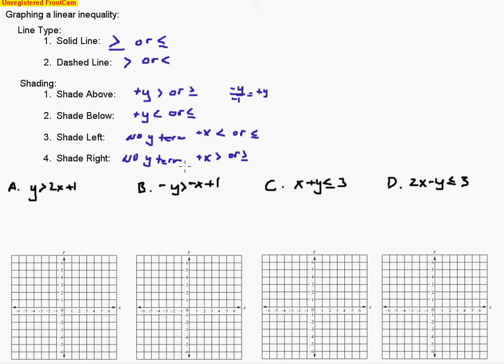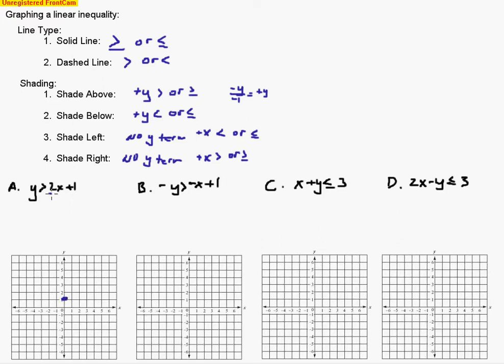So let's take a look at some of the problems we have here. First thing to do is to just graph the line. Don't worry about drawing the line quite yet, just worry about graphing the line. So y is solved for. We've got y by itself. I'm going to start with +1. That's the y-intercept. And then I'm going to use the slope.